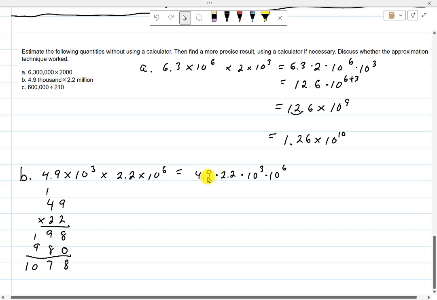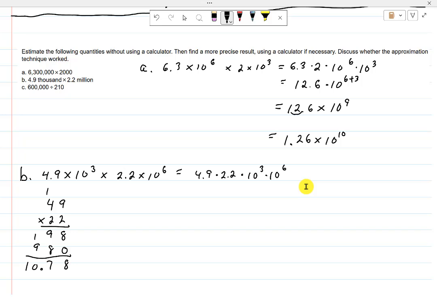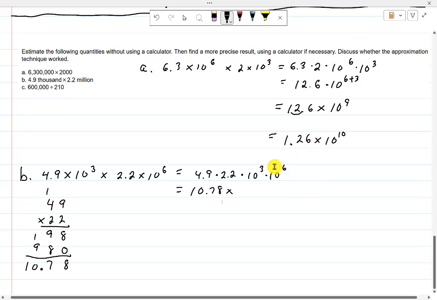Now, if you look here, I was always taught that you count up the number of decimal places in the original numbers. So there was 1 decimal place from the first one and 1 decimal place from the second one. That means we want to put it there, 10.78. So we have 10.78. Now, if I add these exponents, I'll have 10 to the 9th power.